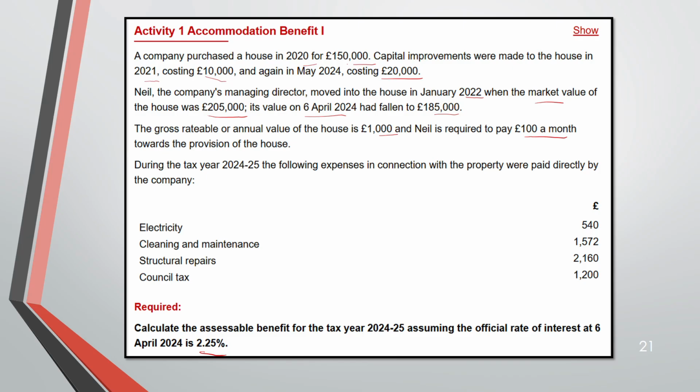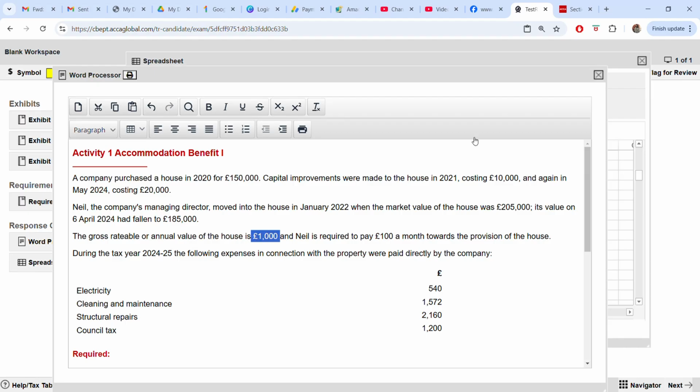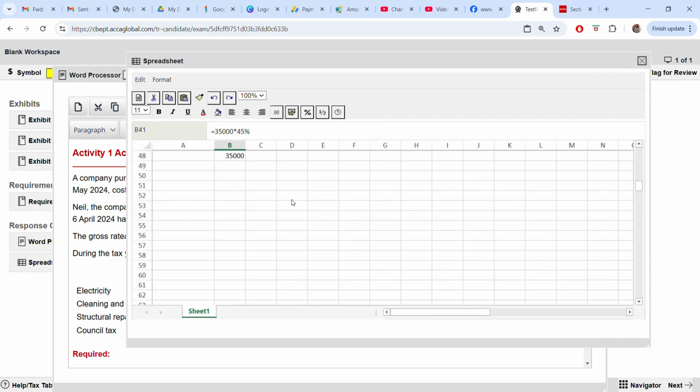So now let us solve activity 1. The first information that we need is the annual value. If you see the annual value, they have already given you, it is 1,000. So we are going to write it here. Annual value, AV, 1,000. Next, the additional benefit we have to add.